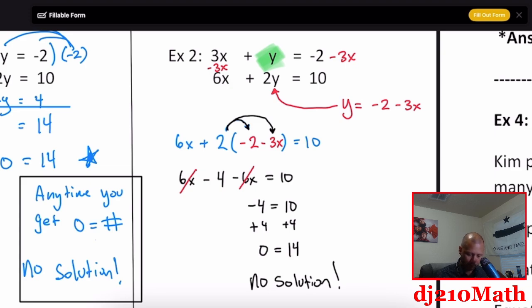Really, right here when we said that negative 4 is equal to 10, this is good enough to know that, okay, negative 4, how does that equal 10? That's nonsense, right? That doesn't even make sense. Negative 4 equals negative 4 and only negative 4. Here you could have said no solution, but to stay consistent with the notes the way I showed you earlier, 0 equals a number. This is no solution. No solution.